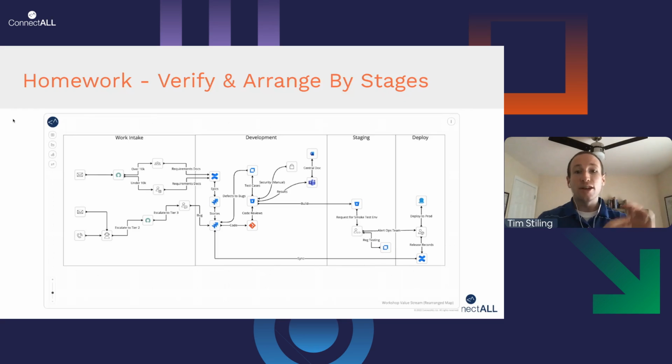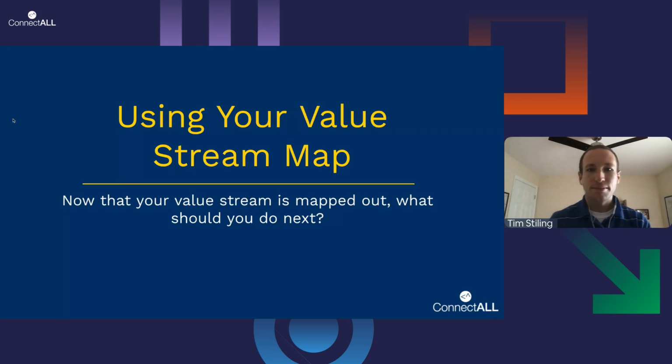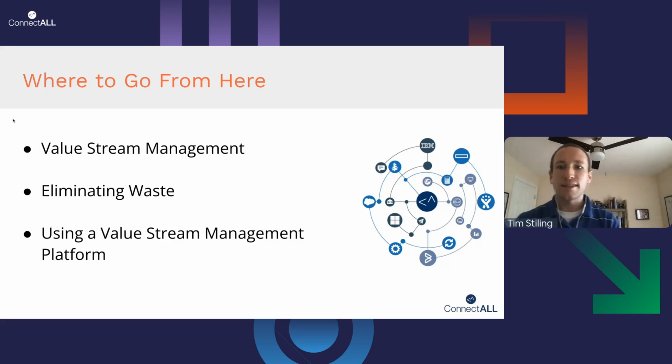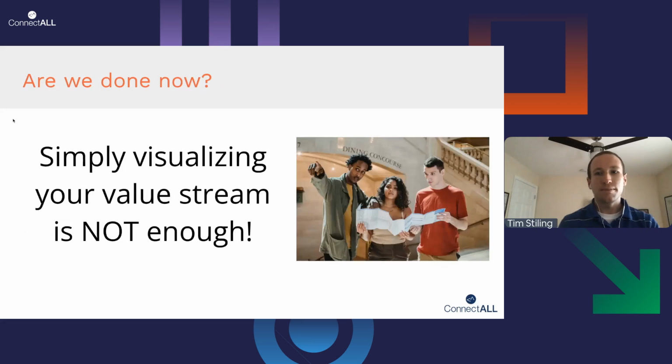And from there, you can arrange it by stages. So the one that we did today, after just a little bit of arranging, can then look like this. So we can see by the work intake, development, staging, and deploy, this is now what it looks like. So now that you've mapped out your value stream, what should you do next? We'll talk briefly about value stream management, eliminating waste, and using a value stream management platform.